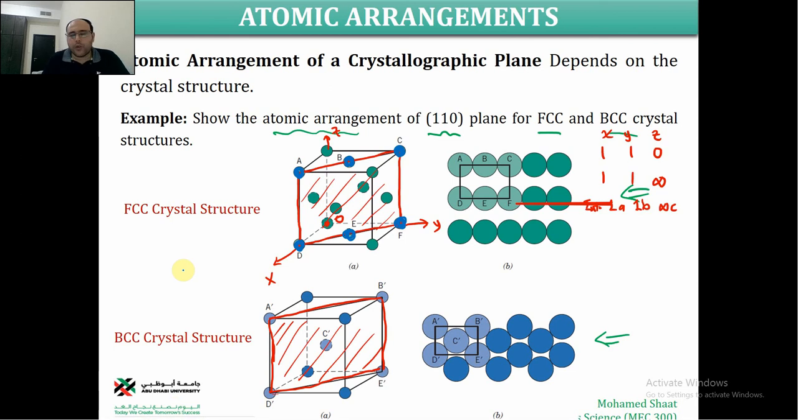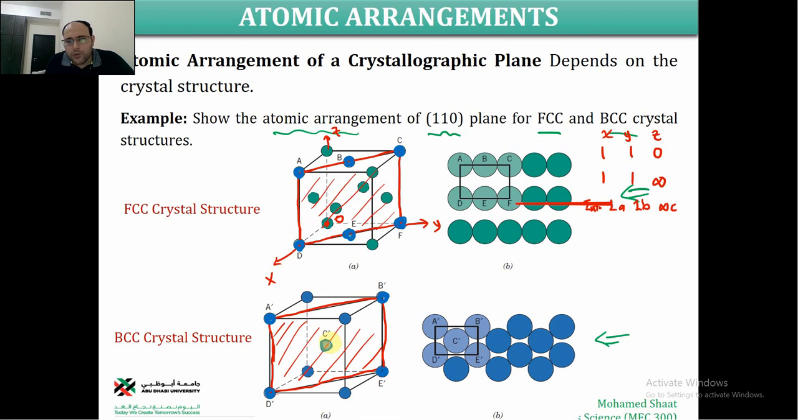So let us do the same. For BCC crystal structure, there should be an atom at every corner. So it means that there should be an atom here. This is B', one of the atoms. And if you go all the way, there are no other atoms in the middle. Why? Because there is no atom in the center of the face. But on the other side, there is another atom, which is A'. If you go down, you're going to find another atom, which is D'. At this corner, going all the way, you're going to find another atom over the other corner, E'.